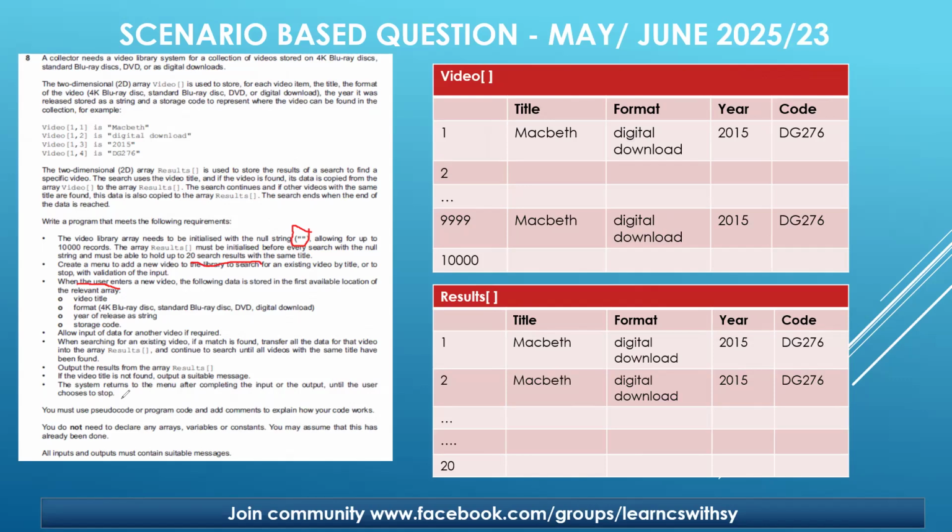It means three options given. First option to insert a new video. Second option to search for a video in your array and transferring the data to the results array. And thirdly, to stop. You must use pseudocode or program code and add comments to explain how your code works.